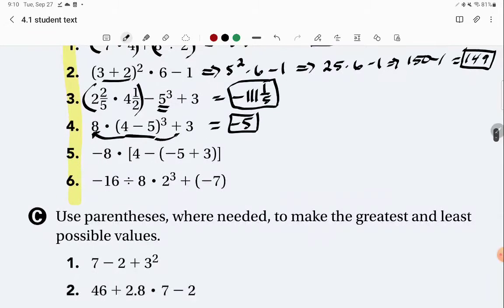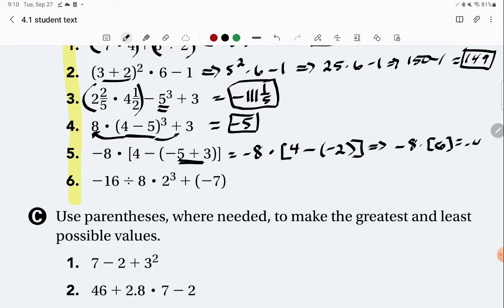Now on 5, looking at this order, there's 2 sets of parentheses, right? We don't do anything with this outside yet. And even with this one, we have to do what's inside, and that's going to give us negative 2, negative 5 plus 3. And then we work outside of, so 4 minus negative 2, that gives us 6. So you'd have negative 8 times, sorry, just 6. Yeah, not negative. And then that gives us negative 48.